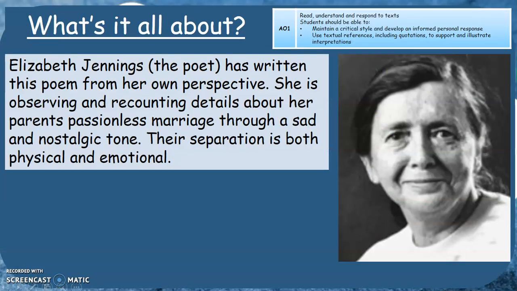Okay, what is it about? This is Elizabeth Jennings. She's a poet and she's written this poem from her own perspective. She's observing and recounting details about her parents' passionate marriage through a sad and nostalgic tone. And their separation is both physical and emotional.